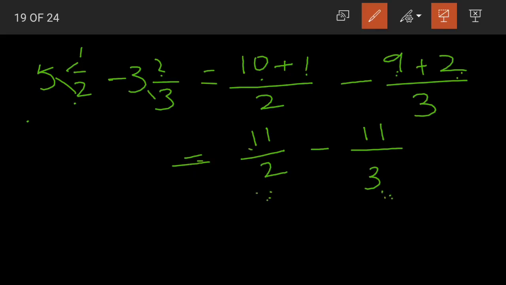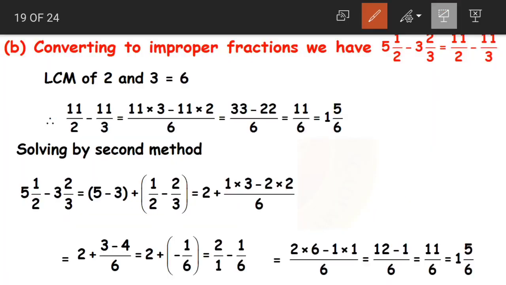These two are our improper fractions. Again, why improper? Because the numerator is larger than the denominator. 11 by 2 minus 11 by 3. Yes, 11 by 2 minus 11 by 3. Now as I said, what is the LCM when both the numbers are prime numbers? What will the LCM be, children?